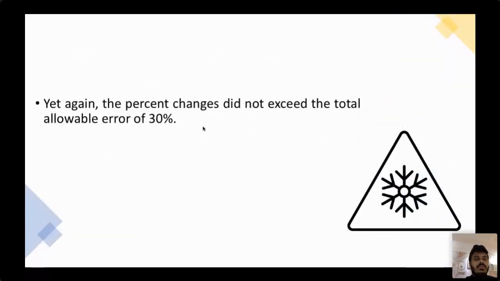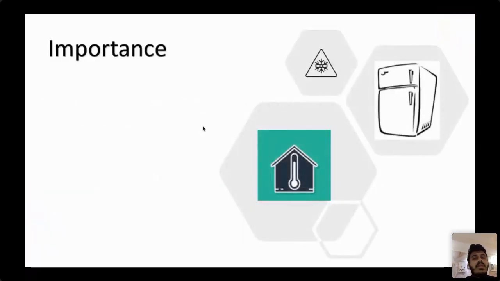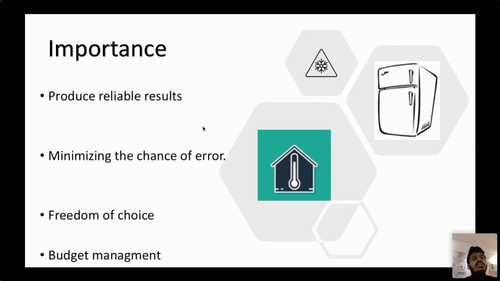For the freezer condition, yet again, the percent changes didn't exceed the total allowable error of 30%. One previous study suggests up to 5 days. Our result further extends that period to up to 8 days. Why is it important to investigate the effect of storage condition? Because it produces reliable results, minimizes the chance of error, and gives freedom of choice in the clinical lab to save the sample if you are not going to do the intact parathyroid hormone test at the same moment. Also, budget management.